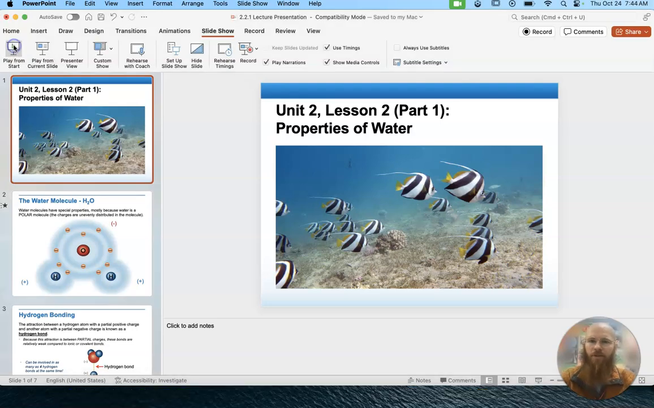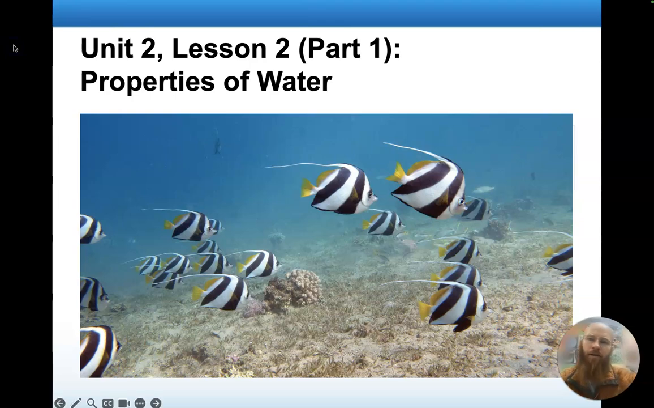Hello everyone, this is Mr. Jackson, and today we are going to be going into Unit 2, Lesson 2, Part 1, where we're going to be discussing the properties of water and why those are so important.